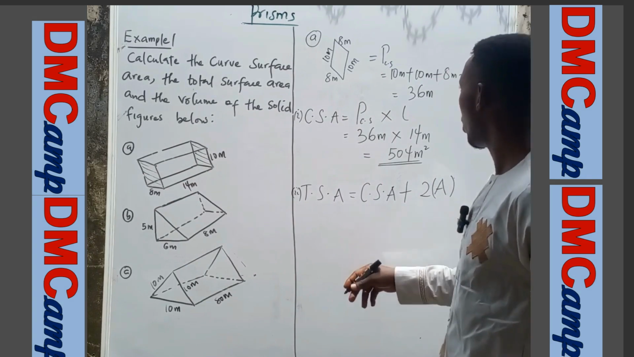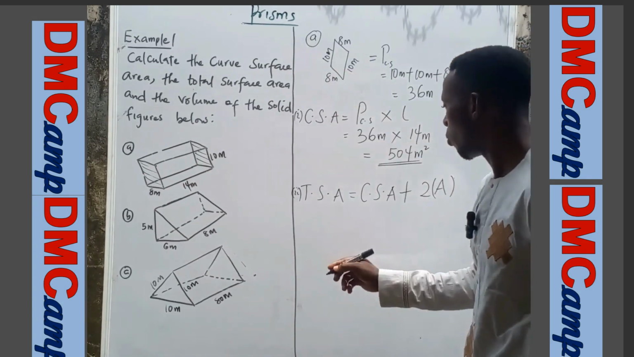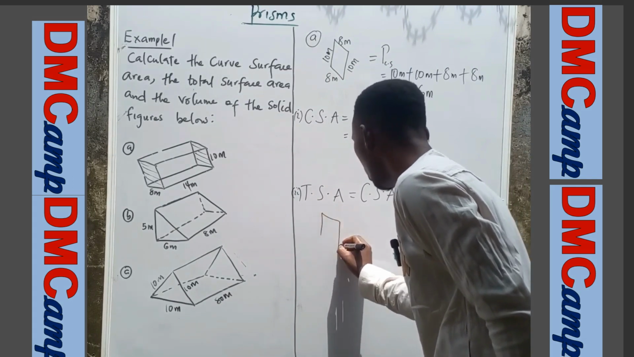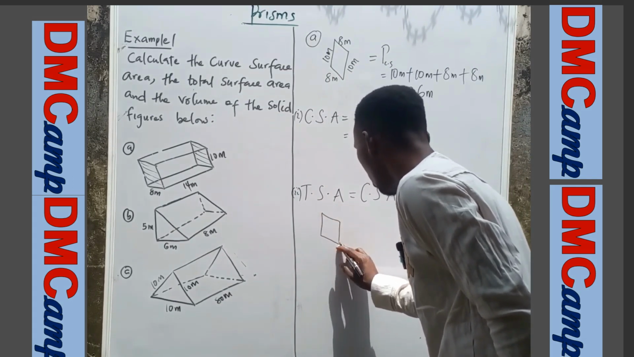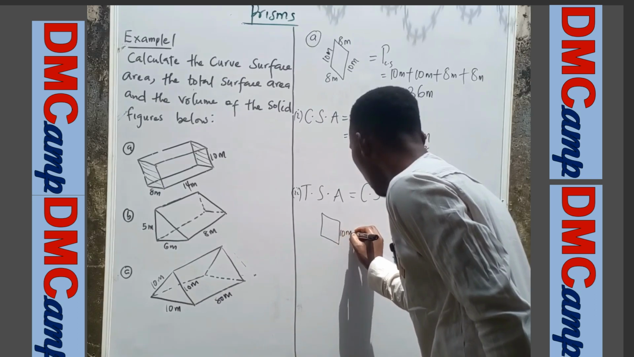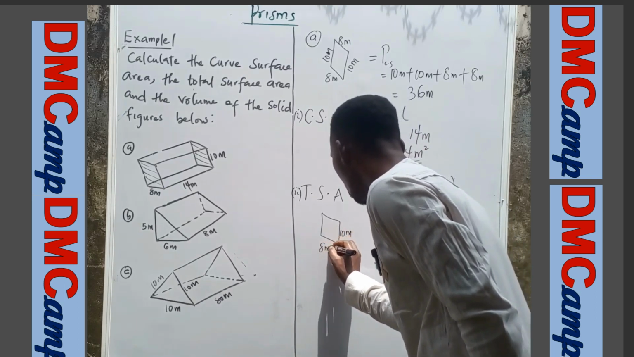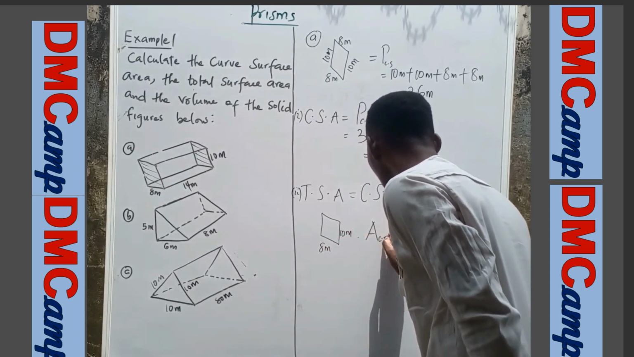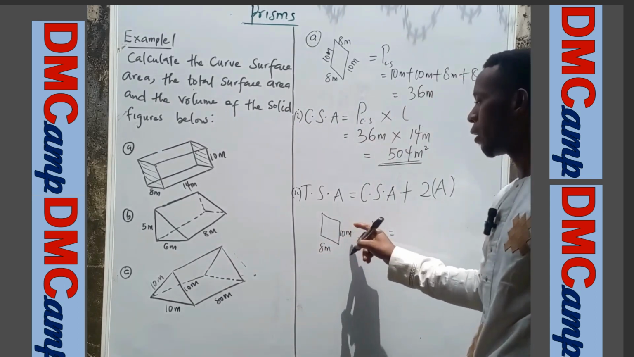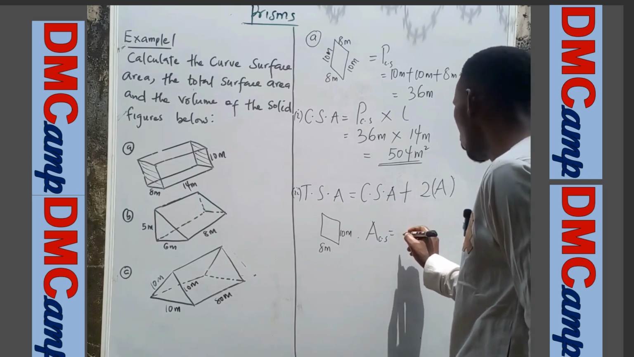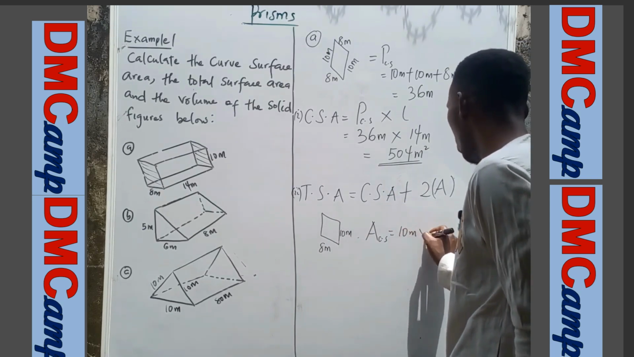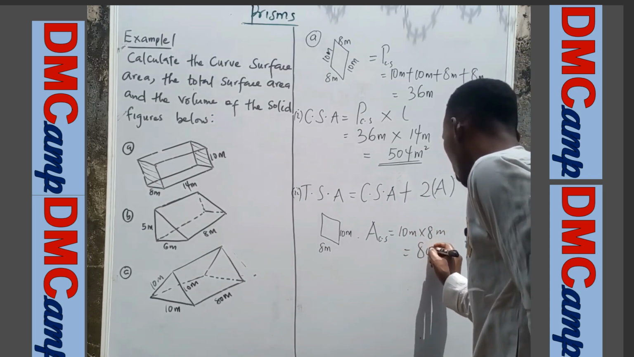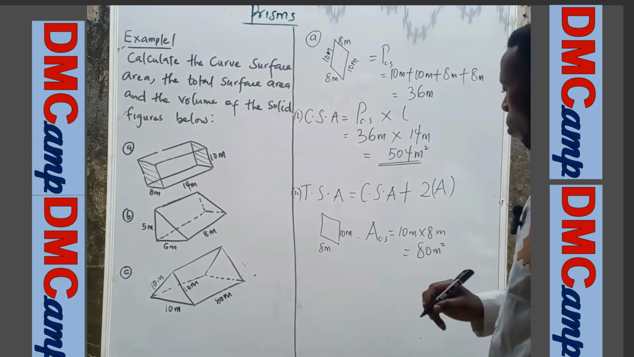Let's bring one of these out. Now, let's see, we still have the same shape. The cross section is this, and this. Here is 10 meter, while here is 8 meter. The area of this cross section will be length times breadth. And that will give us what? 10 meter multiplied by 8 meter. That will give us 80 meter square.